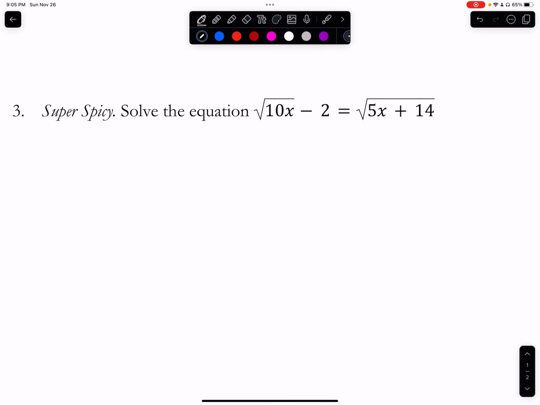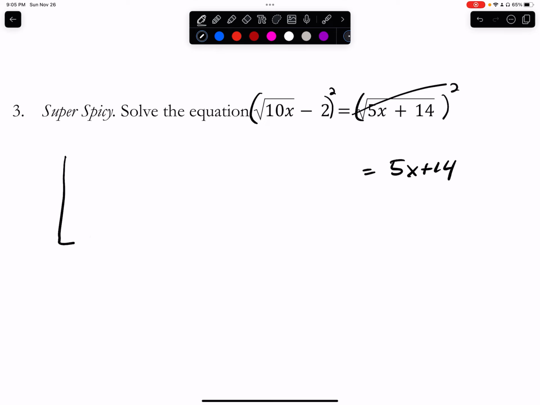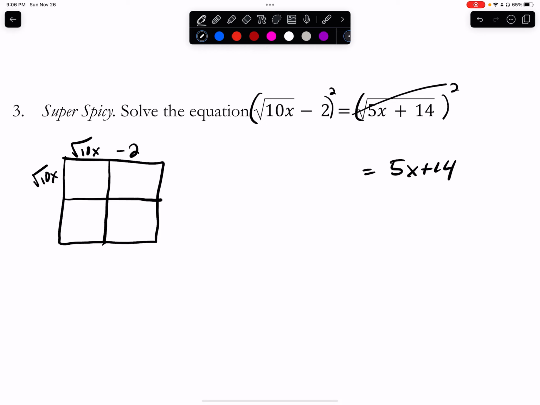Okay, again, same technique. You know we have a square root here, so I'm going to square both sides right away. And then we're left with 5x plus 14 on the right-hand side. And on the left-hand side, let's just work the area model here again, just because it's a little bit easier and cleaner to see when we are multiplying out here. Okay, so I've got negative 2 and then radical 10x, and I've got a negative 2 here. Okay, so radical 10x, that's easy. That just becomes a 10x.